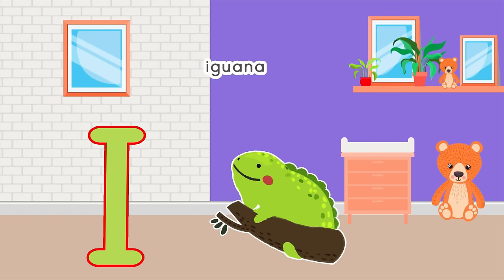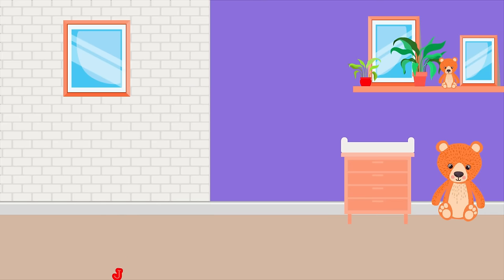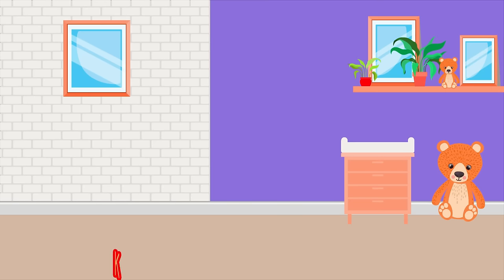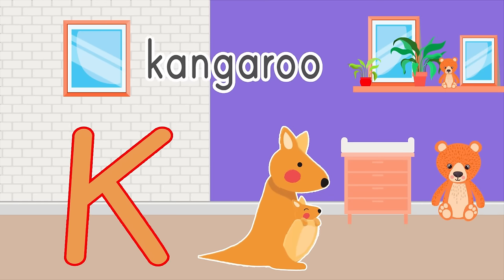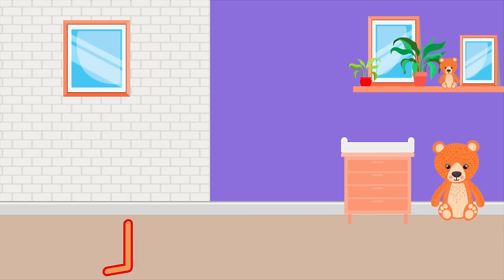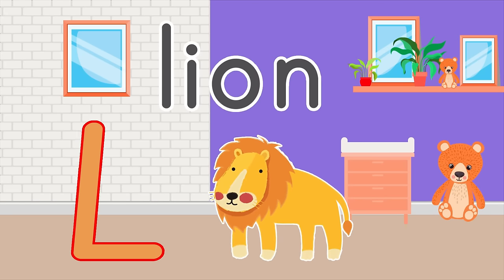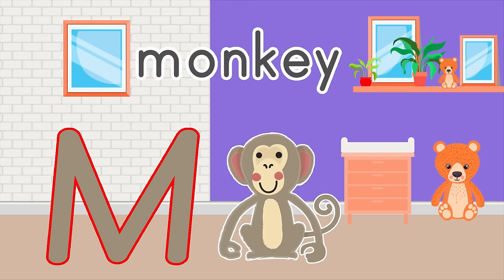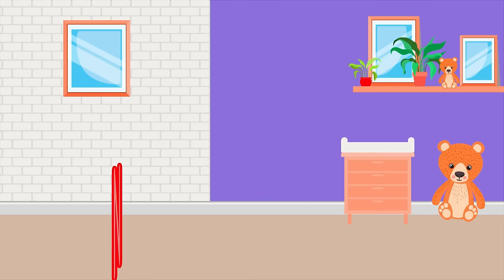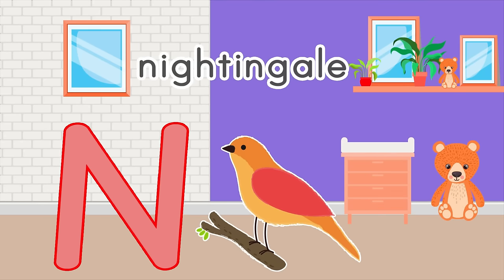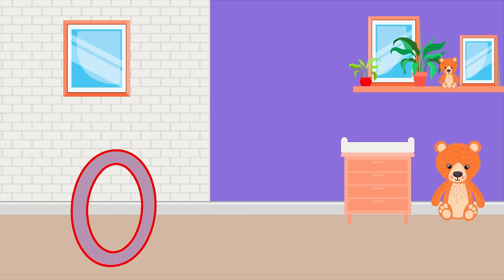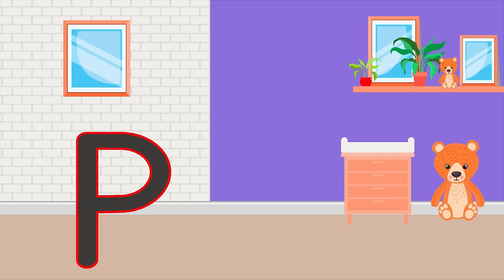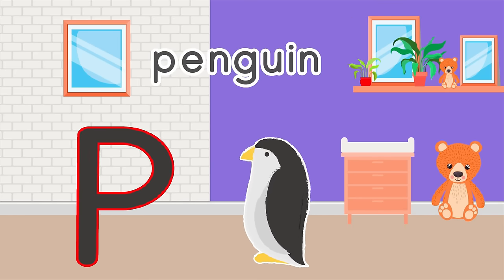I for iguana. Iguana. J for jellyfish. Jellyfish. K for kangaroo. Kangaroo. L for lion. Lion. M for monkey. Monkey. N for nightingale. Nightingale. O is for owl. Owl. P is for penguin. Penguin.